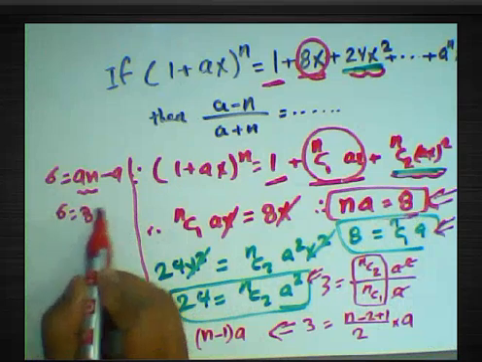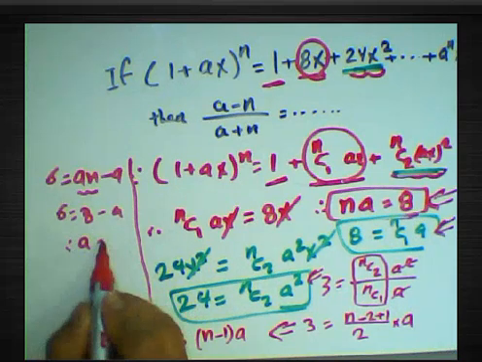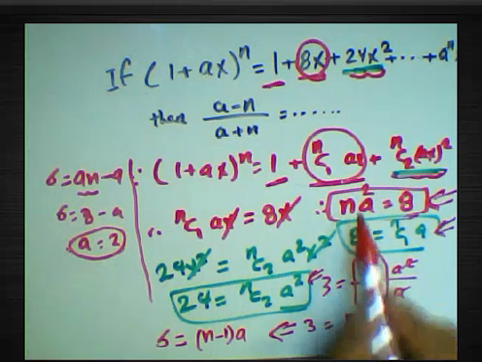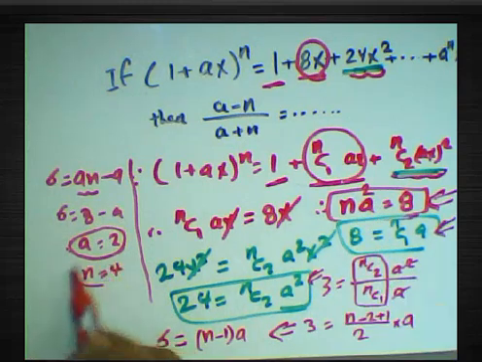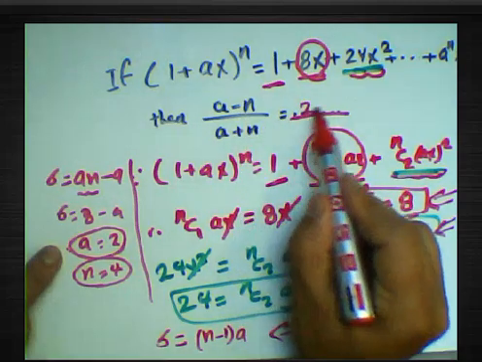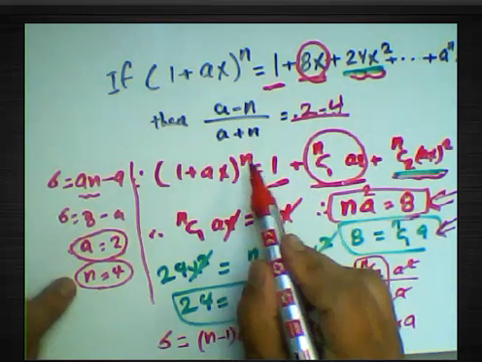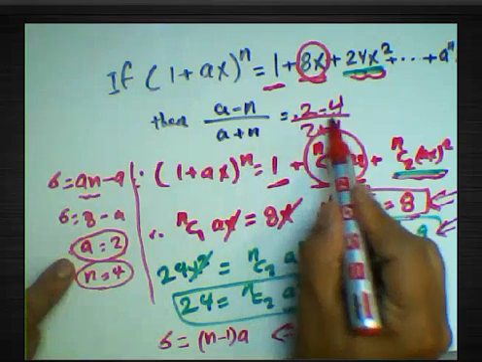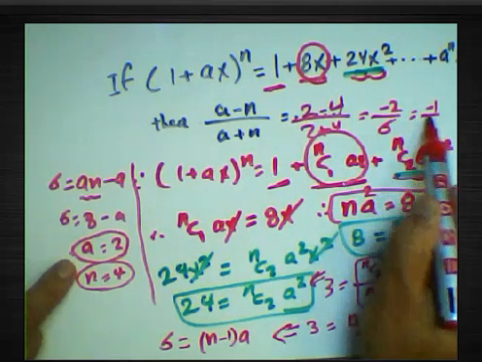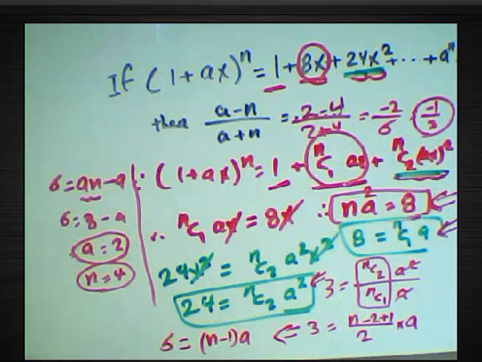6 equals 8 minus a, then a will be equal to 2, and put a equal to 2 here, then n equals 4. And then we can write a minus n, 2 minus 4, over a plus n, 2 plus 4. It will be negative 2 over 6. It will be negative 1 over 3 for this example.